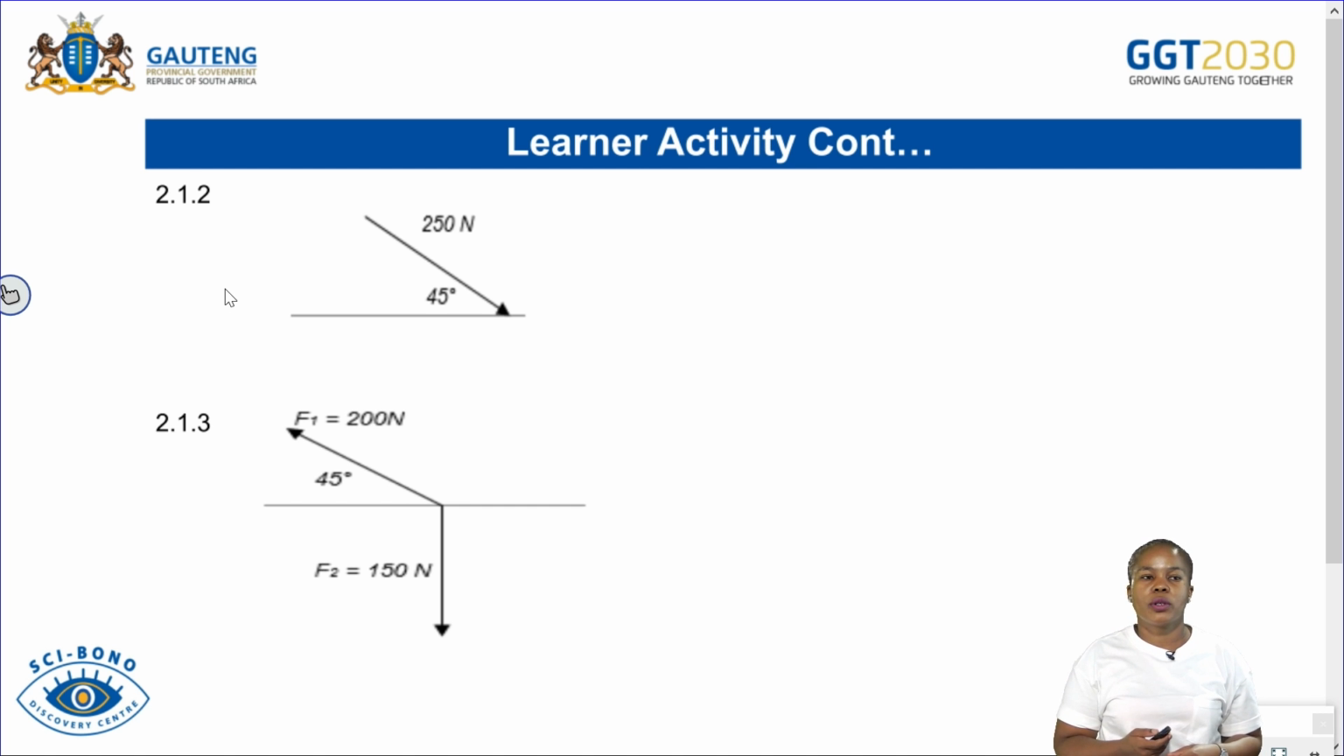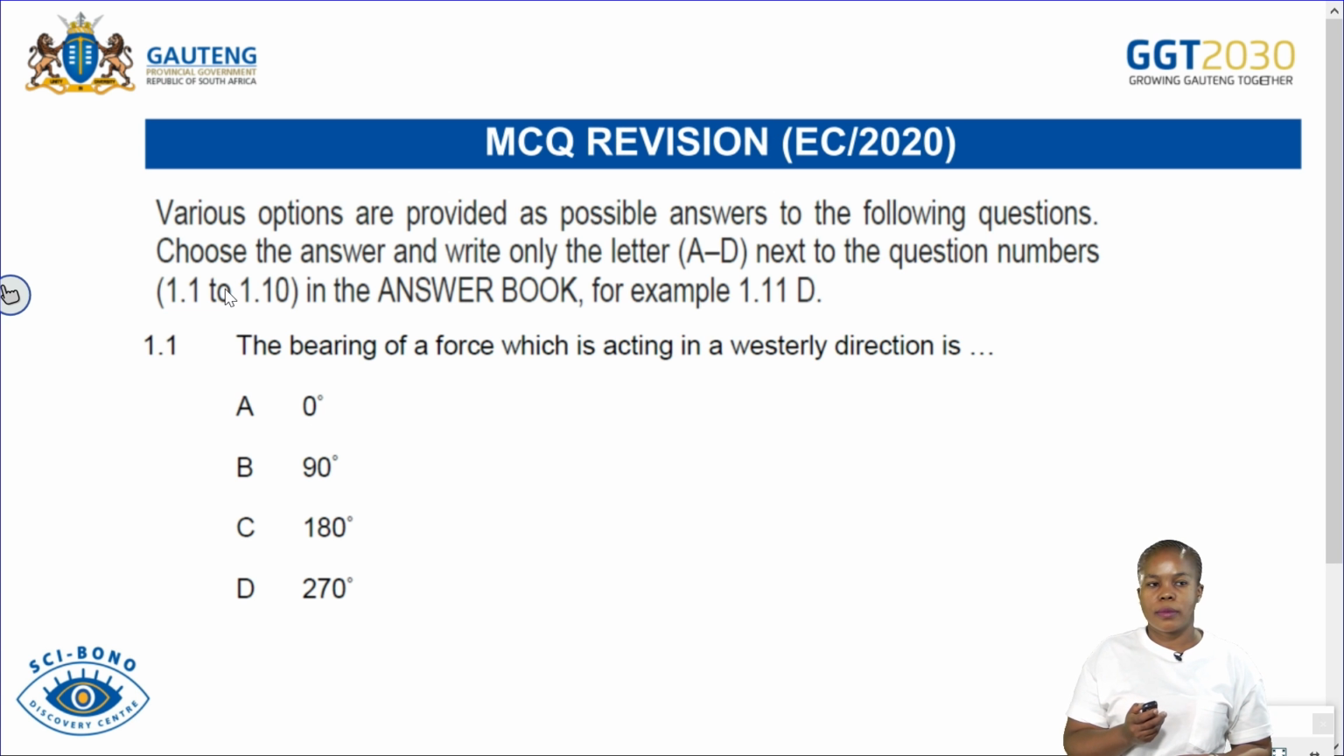Okay, 2.1.2, you continue to find the component now using calculations. So you've got your 250 newtons as your resultant force that is acting at 45 degrees to the horizontal. You also have 2.1.3, which is having F1 as well as F2. F1 is at 200 newtons to the horizontal. F2 is at 150 newtons at a right angle over there, going straight downwards into the south.